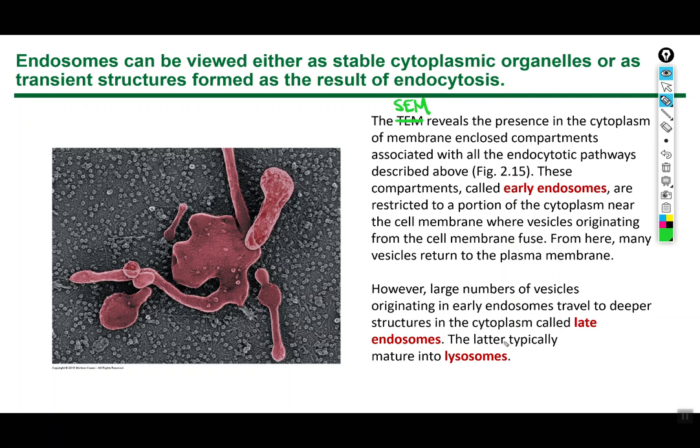Large numbers of vesicles often travel to deeper structures in the cytoplasm, and these are called late endosomes. So early endosomes are really, really close to the cell membrane, and they're called early because they've just formed. Late endosomes have existed for a while, and they are further away from the cell membrane. So you can see a bunch of these all over the place on this picture of a cell. Alrighty, let's go to the next slide.